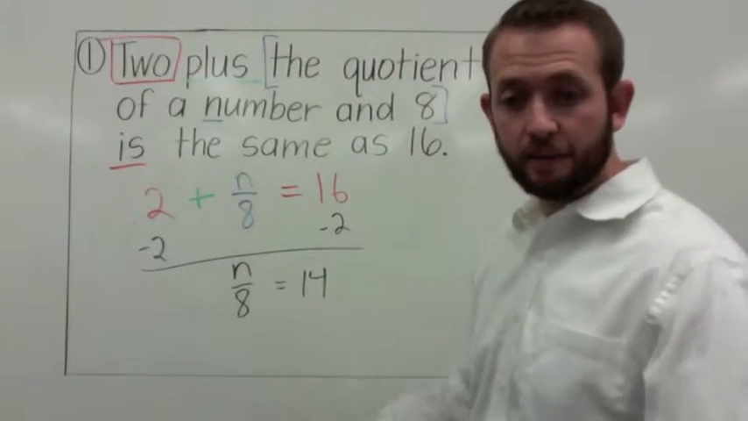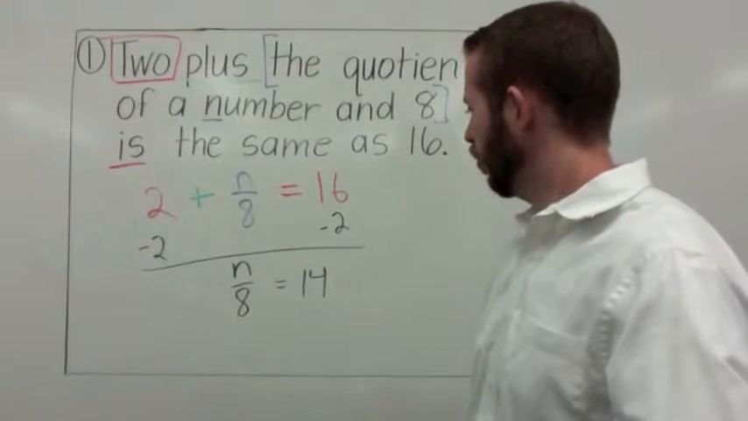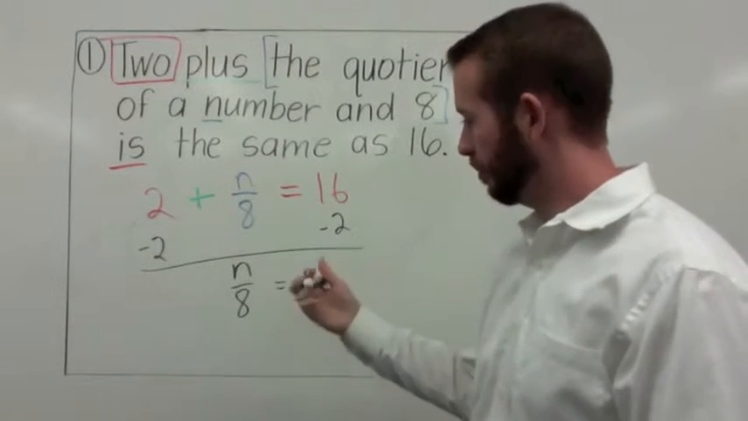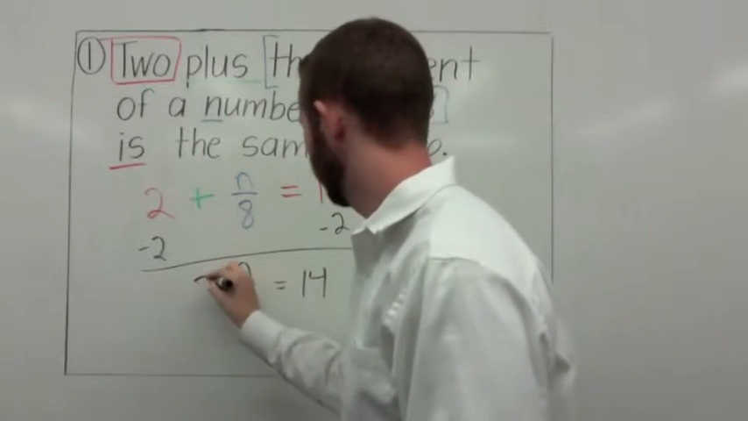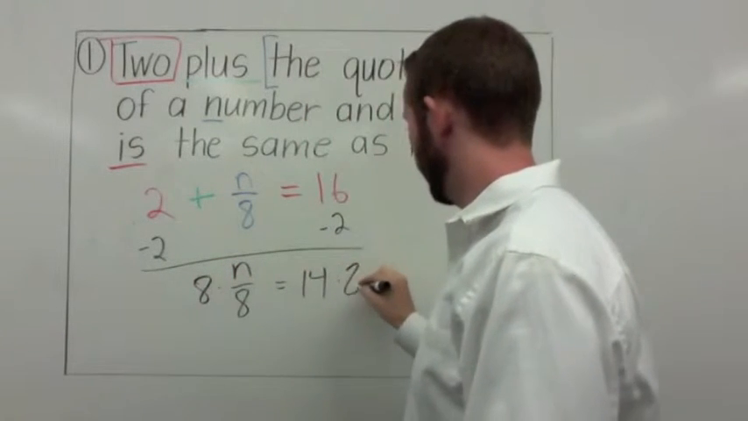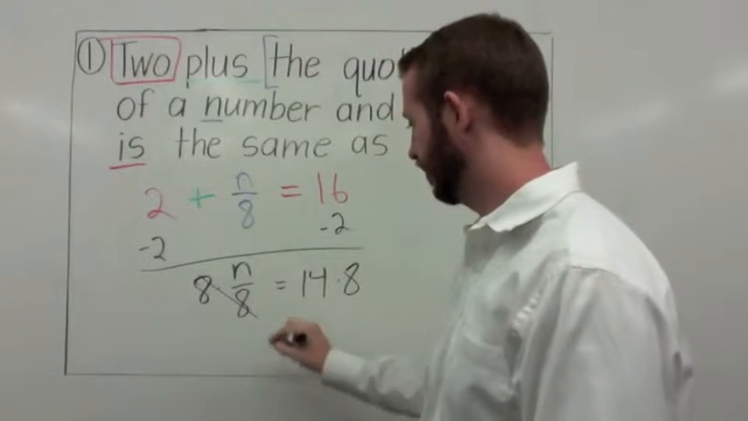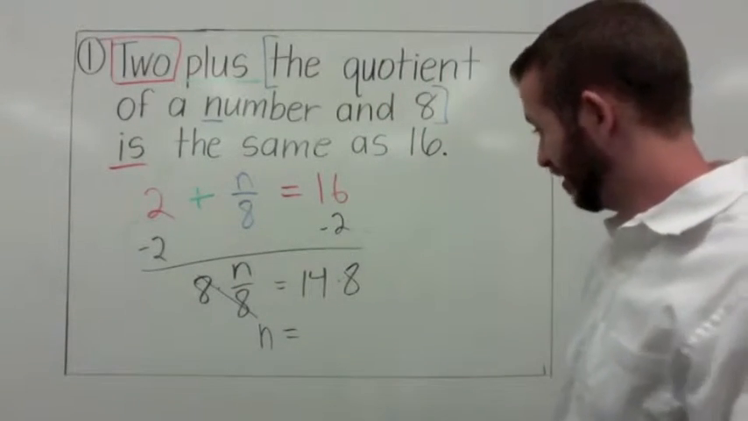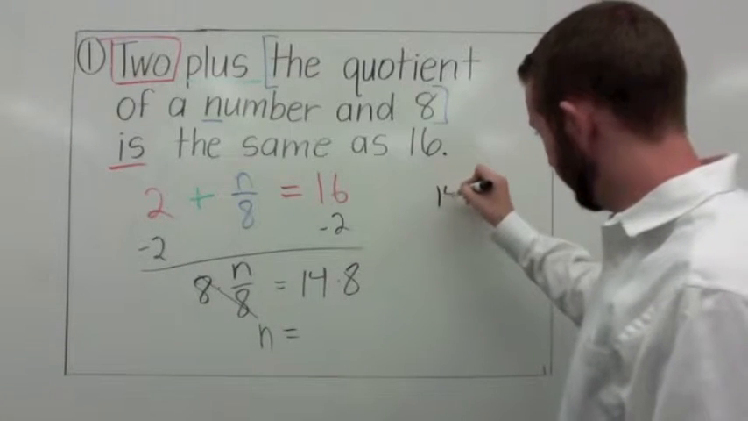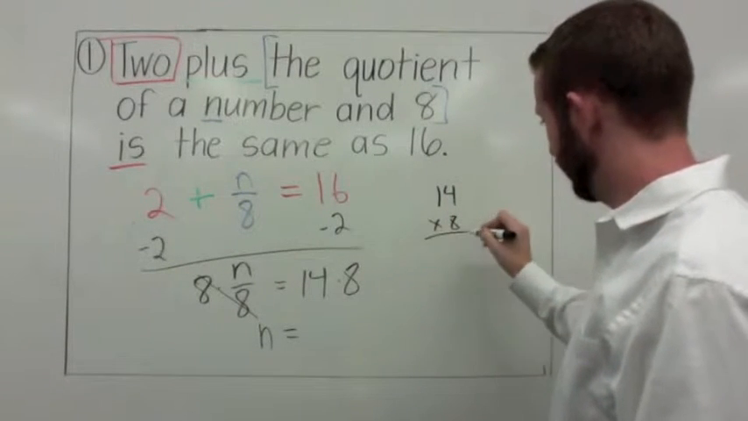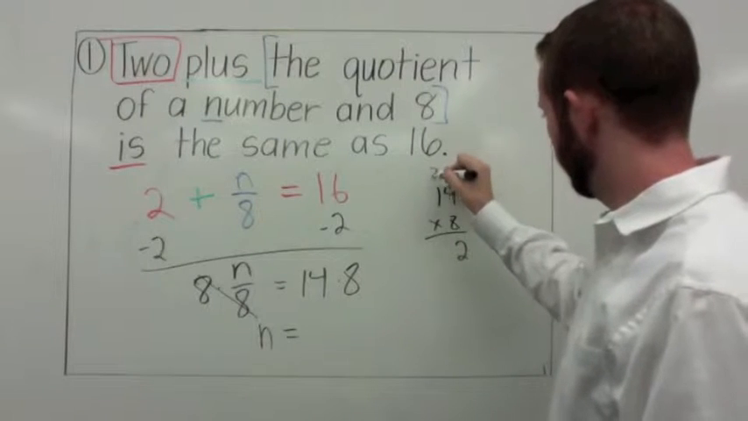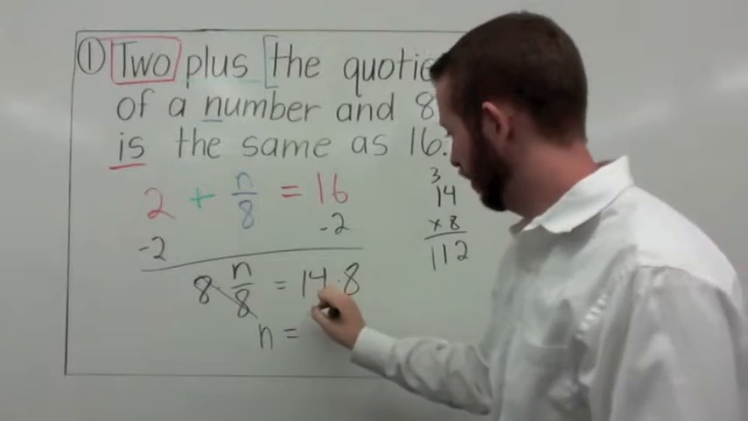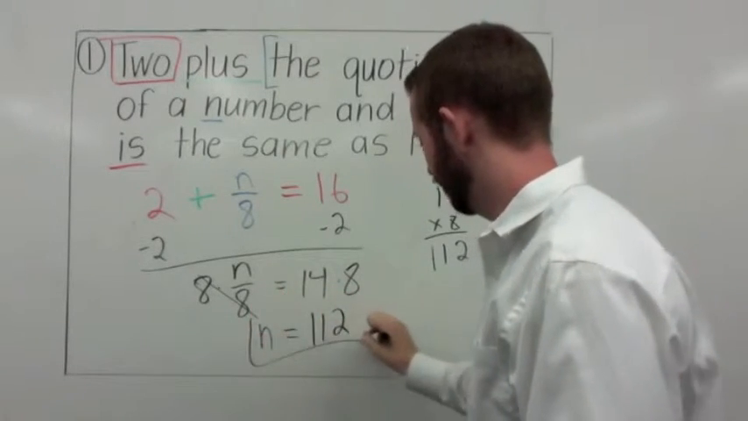Now we just have N. And what do you think we do to get N by itself? We need to multiply both sides by 8. It is currently being divided by 8. This is the opposite action. That'll give you N by itself. N is equal to 14 times 8. 14 times 8 is a lot. I don't know how to do it, so I do it off to the side. 112. And that is our answer.